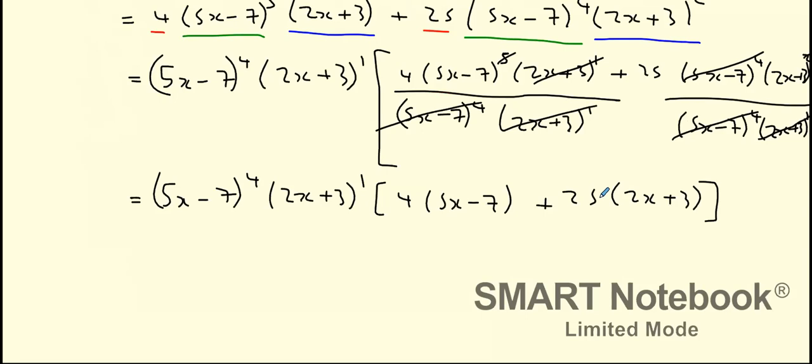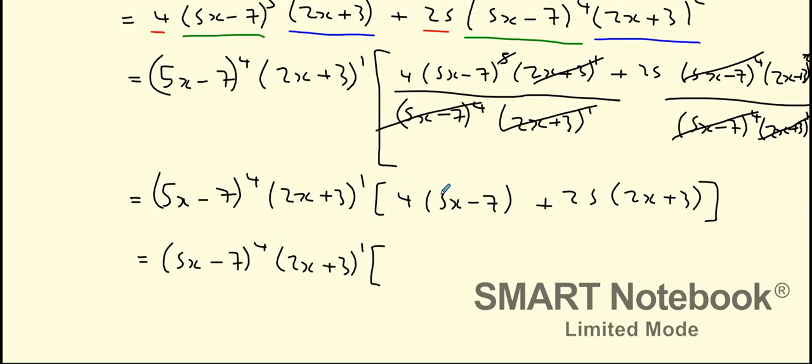This is essentially factorizing. This is how factorizing works. So all I've done is factorize out (5x - 4)(2x + 3). And now what we're going to do is simplify the square bracket. I've got (5x - 7)^4 and (2x + 3)^1. I don't need to write power 1.